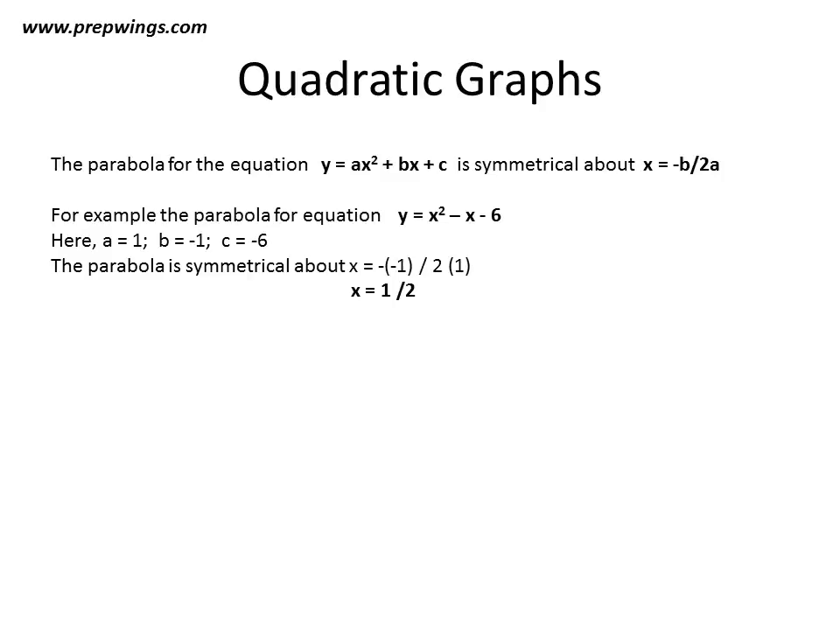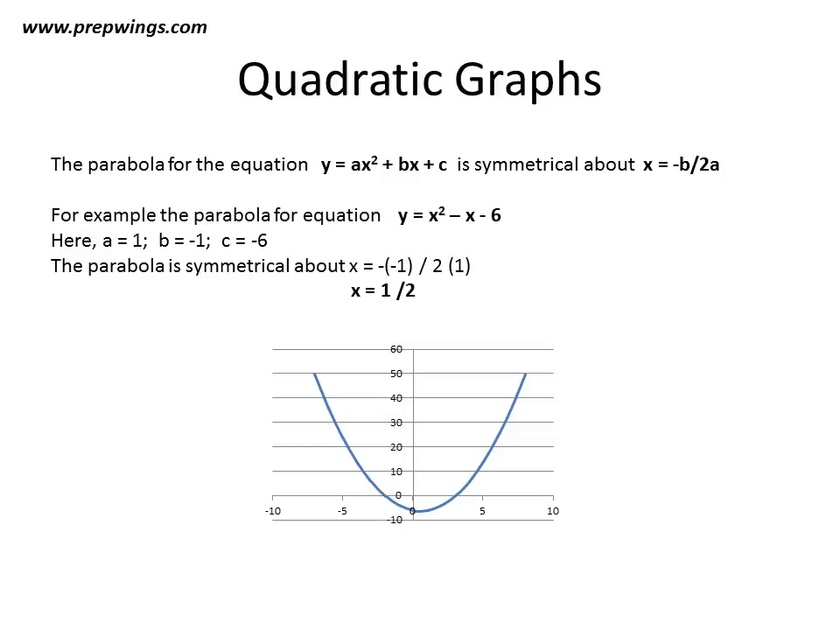Now if we have to find the line of symmetry for this parabola, we'll apply x equal to minus b by 2a. So b is minus 1 here and a is 1 here for the parabola y equal to x square minus x minus 6. So the parabola will be symmetrical about x is equal to minus of minus 1 divided by 2 into 1, which gives us x equal to half. The graph for y is equal to x square minus x minus 6 is shown below. This parabola is symmetrical about x equal to half.